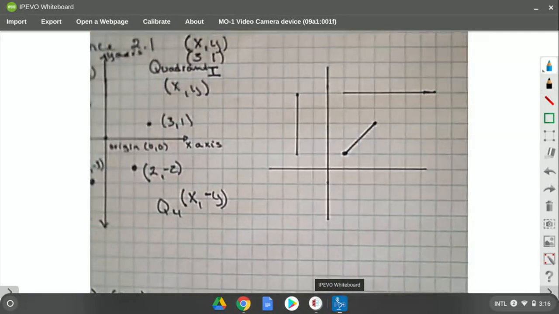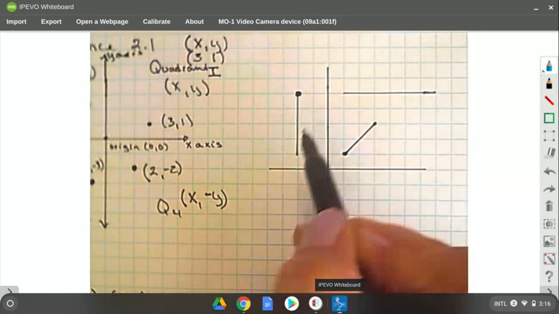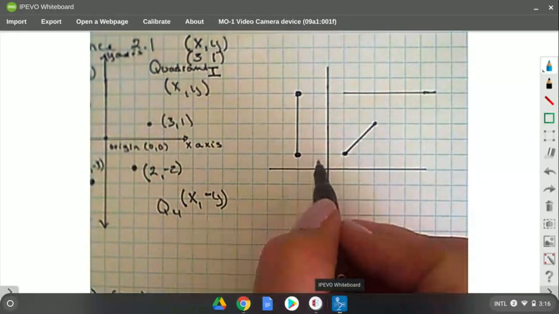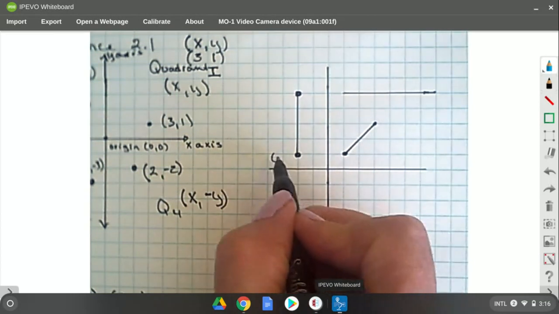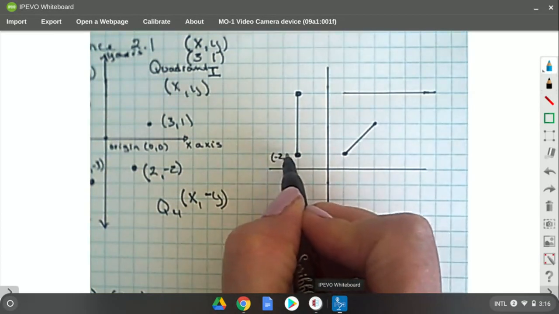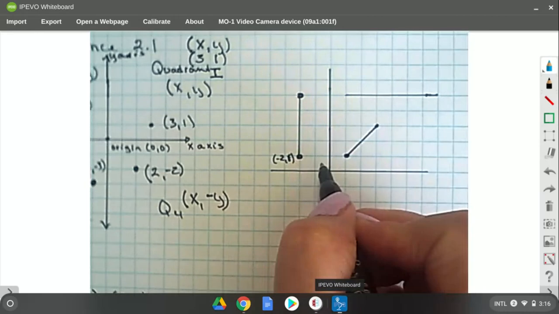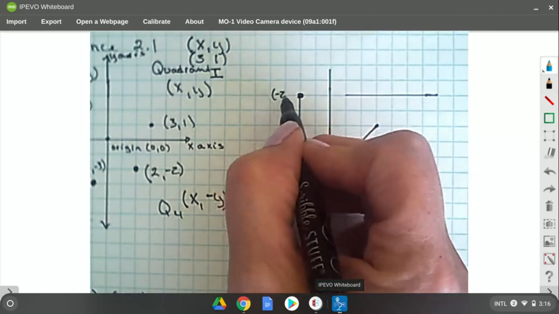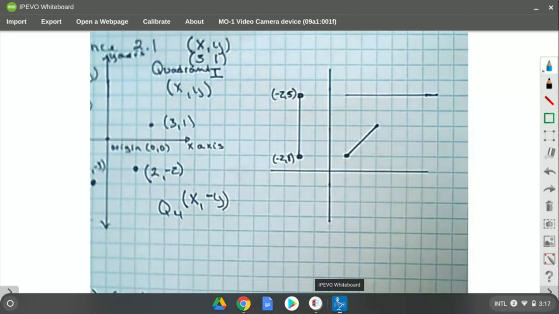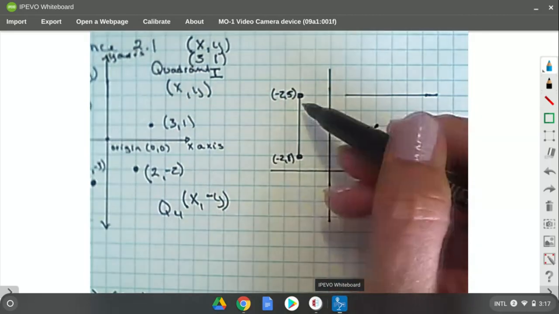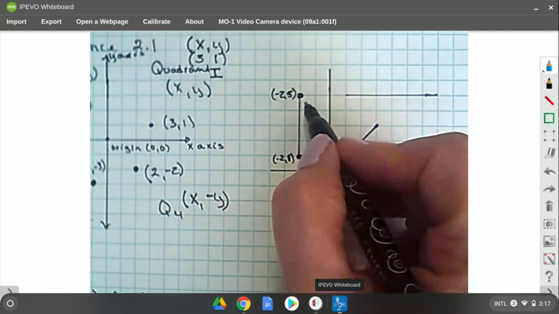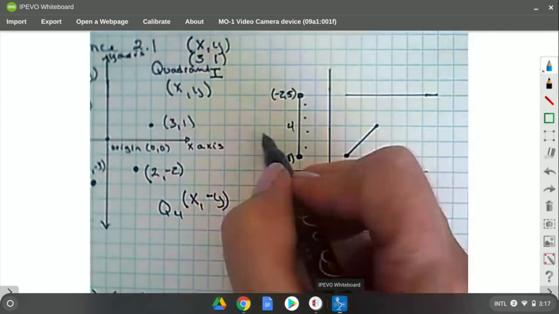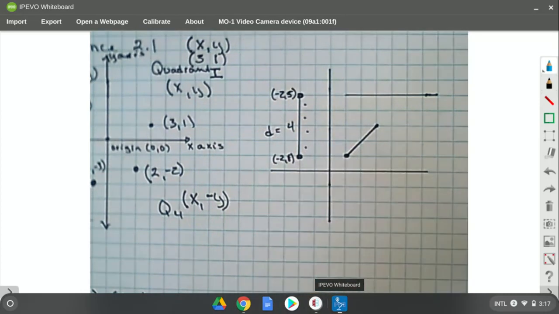Okay, so the distance between 2 points. Well, if I have 2 points and they create a vertical line, let's see, this is negative 2, negative 1. Nope, I'm sorry, negative 2, positive 1, and negative 2, 1, 2, 3, 4, 5. All right, so if I want to know my distance, all I have to do is 5 minus 1, 4. 1, 2, 3, 4. Right? Distance is 4 units.